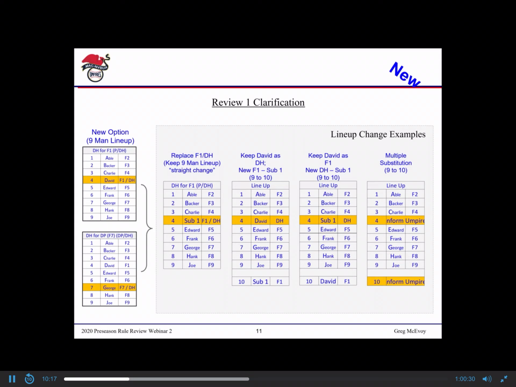Multiple substitutions: if for some reason they substitute both the DH, in a 10-man lineup, and the position player for which the DH is DHing, they have to inform us as the umpires right then and there so that we can properly put the substitutes in the right position in the lineup, whether as a defensive position down at the bottom or as an individual who's batting in the batting order.